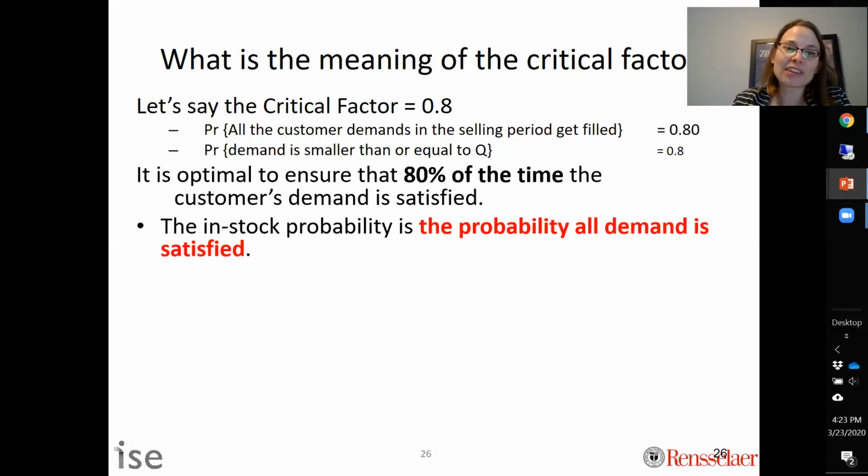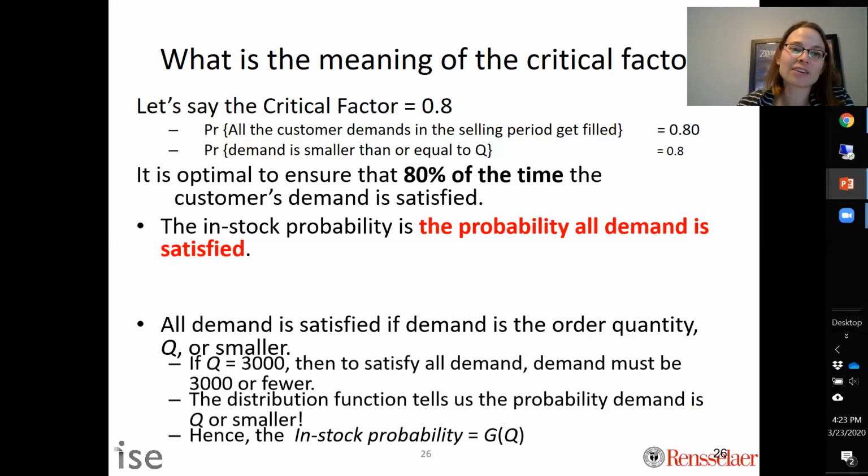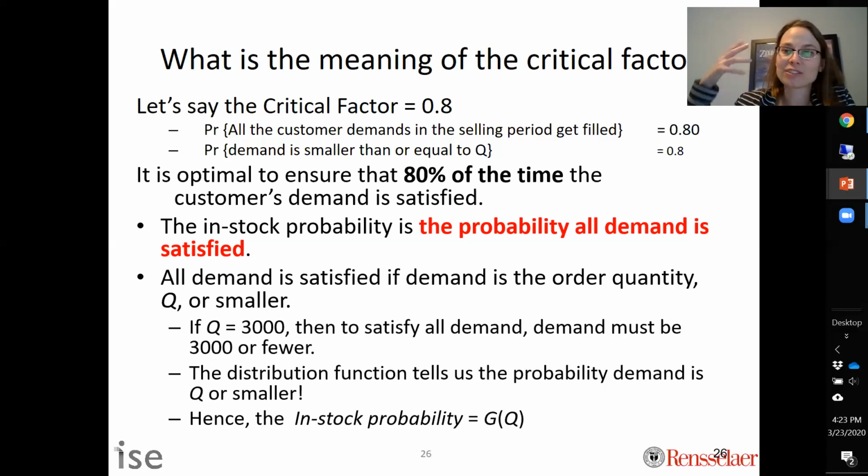The in-stock probability is the probability all demand is satisfied. So here, if we determine that the 80% is associated with a Q of 3,000, then to satisfy all demand, demand must be 3,000 or less. That's what the cumulative distribution function tells us. You can think of the critical value as providing us with the in-stock probability.